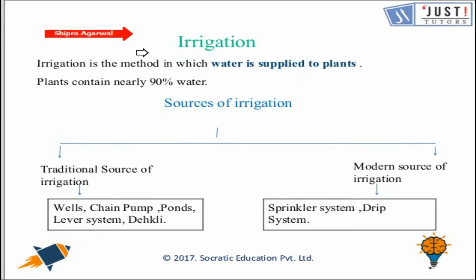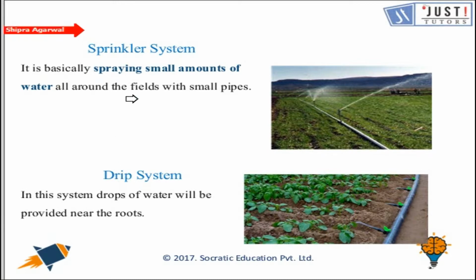Now, after we have added the manure and fertilizer, it's time to water your plants. For watering the plants, we use the irrigation system. To water plants, we use different sources or different types of methods. Earlier, in the traditional way, we used wells and chain pumps to water the plants. Now we have the sprinkler system or the drip system. So let's learn about the modern systems of irrigation.